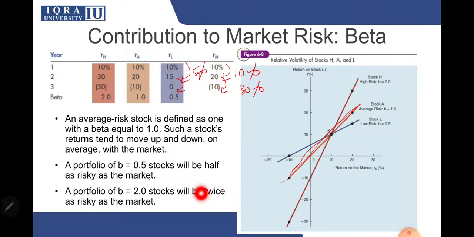So remember the rule in finance that the higher the risk, the higher the chance of return as well. So moving ahead.